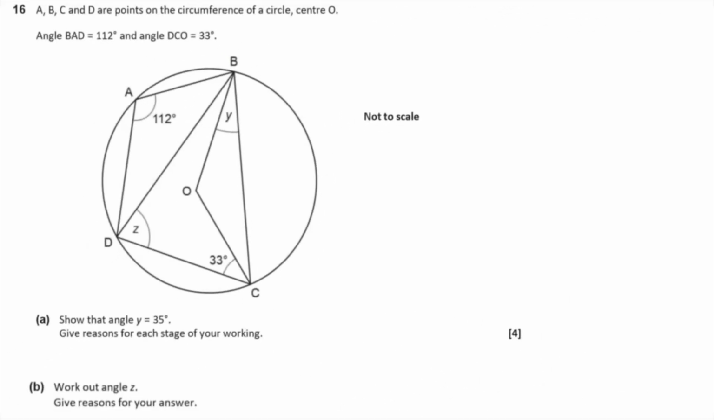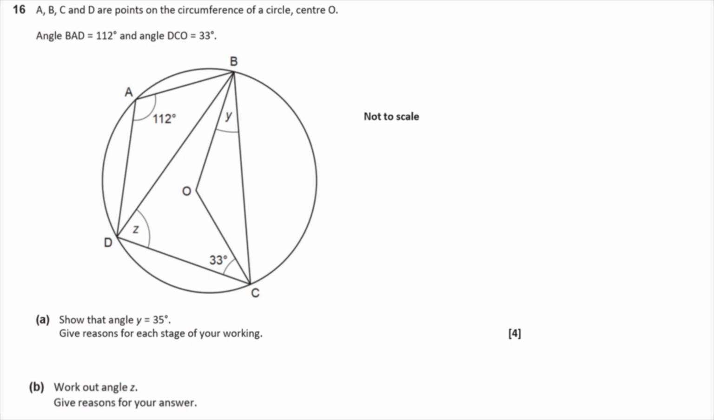Question 16. A, B, C, and D are points on the circumference of a circle centre O. Angle BAD is 112 and angle DCO is 33. Show that the angle Y equals 35. Give reasons for each stage of your working.